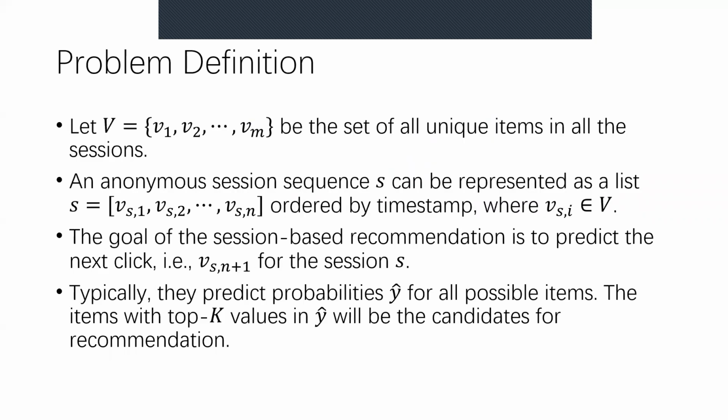To formally define this problem, let V be the set of all unique items in all the sessions. An anonymous session sequence S can be represented as a list of items ordered by timestamp, which just means the items clicked by the user. The goal of session-based recommendation is to predict the next clicked item, i.e. v_{s,n+1}, for the session S. Typically, we predict probabilities y hat for all the possible items, and then the items with the top K values in y hat will be the candidates for recommendation.